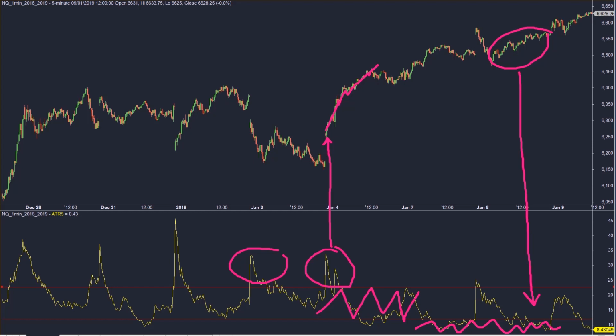But again, you can go a step further. You can start experimenting with different entry techniques as well. There are really quite a few different things you can do with the ATR indicator.